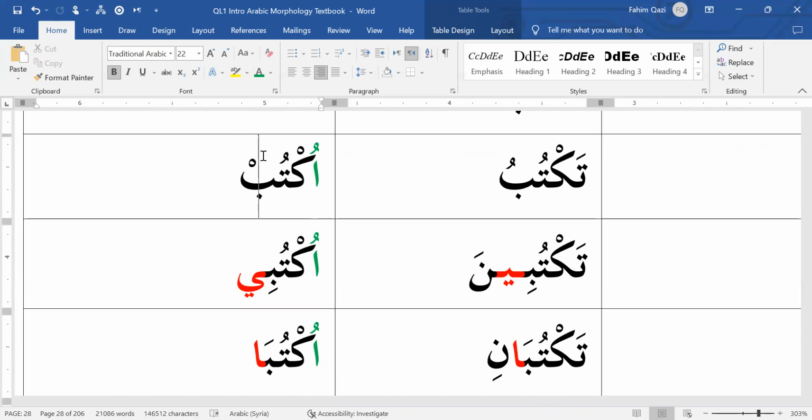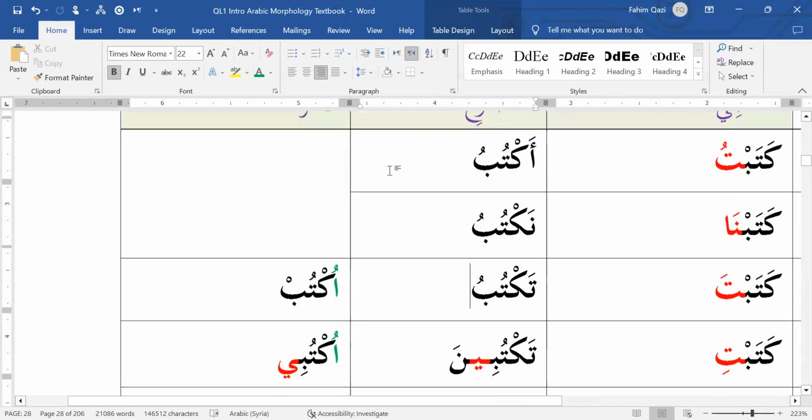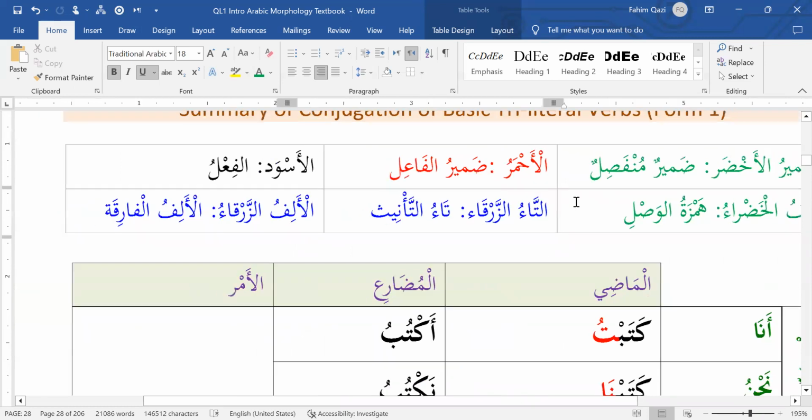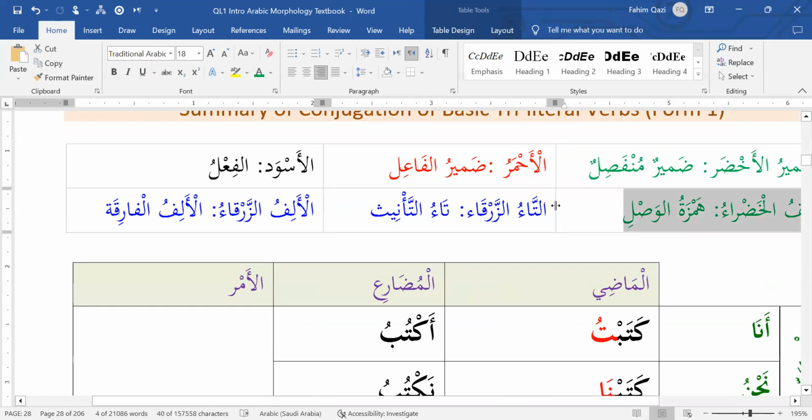Hamzatul wasl is interesting. You only pronounce it if you begin with it. If there's a waw or fa or thumma, then do not pronounce. So hamzatul wasl is sometimes pronounced, sometimes not pronounced. All right, so that was hamzatul wasl, the green alif.